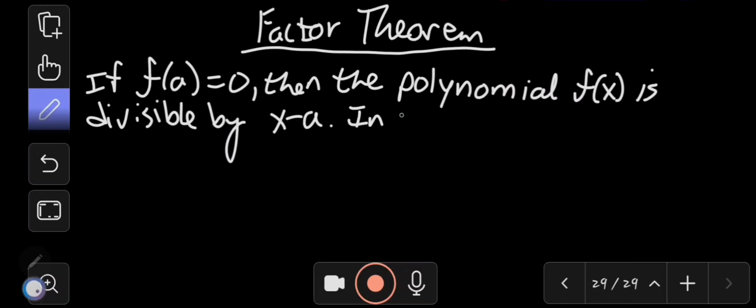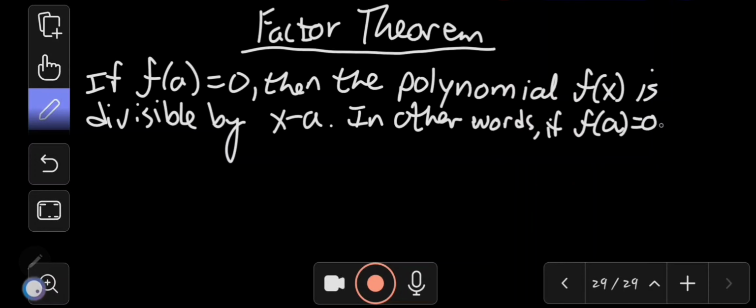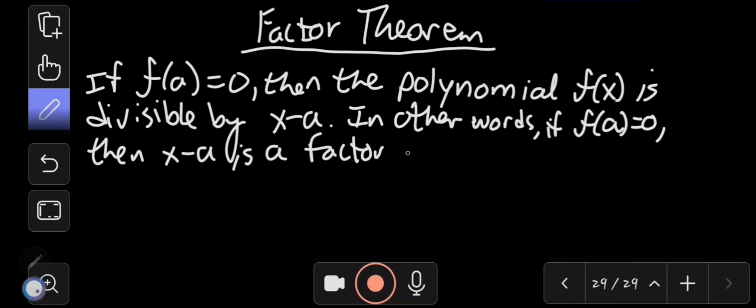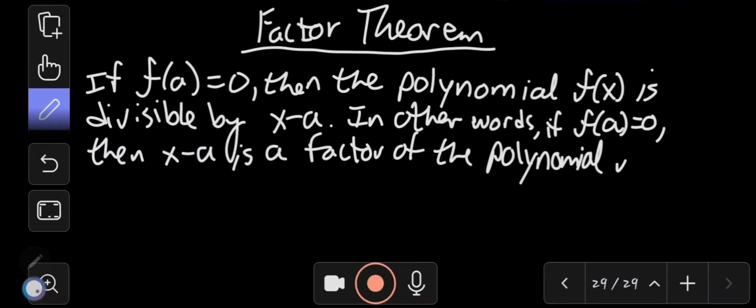Let me write that down as well. So in other words, if f of a equals 0, then x minus a is a factor of the polynomial f of x. Got it? Yep.